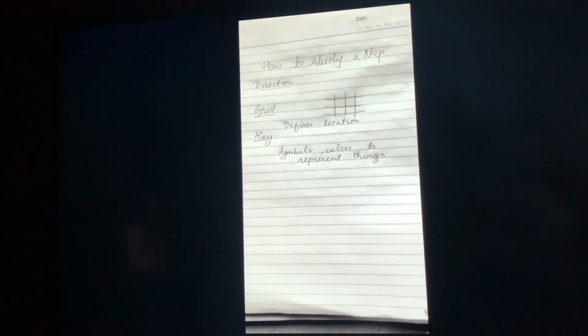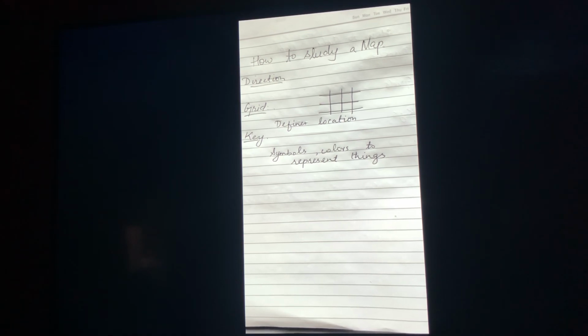So now we have another question, another topic: how to study a map. There are three basic things you have to keep in your mind when you look at a map if you really want to understand it. First one is direction. Direction is shown by a compass. The compass will have four sides: north, south, east and west. For example, if a compass is not drawn in a map, then the top one will be north and the bottom one will be south. So you can easily understand the direction of a map.